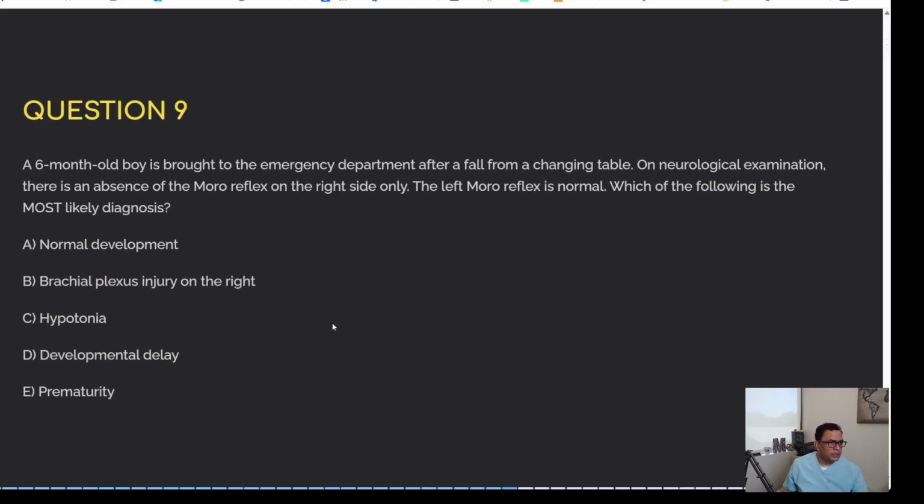Now question 9. A 6-month-old boy is brought to the emergency department after a fall from a changing table. On neurological examination, there is an absence of Moro reflex on the right side only. The left Moro reflex is normal. Which of the following is the most likely diagnosis?